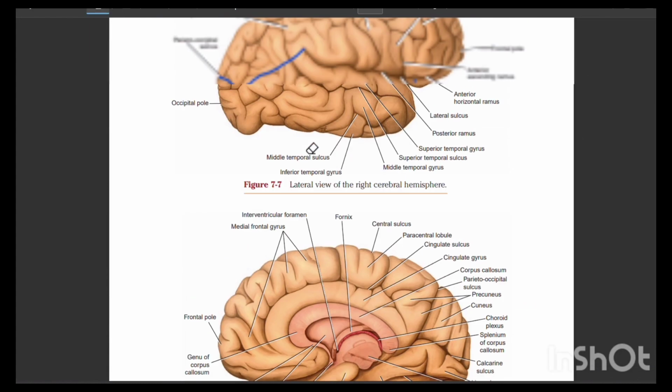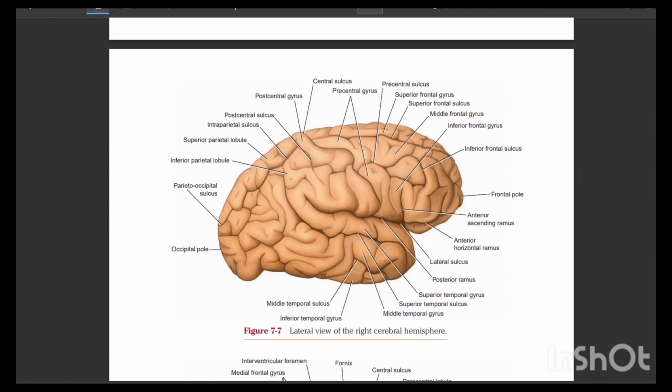So if we come over here, this is the central sulcus. We shall be following this. We have drawn one of our main sulci. This is the lateral sulcus. Can you tell me which part this is? This is the posterior rim of the lateral sulcus. The third one is the parieto-occipital sulcus. So this is the parieto-occipital sulcus.